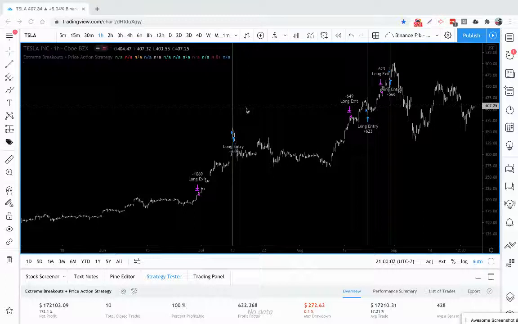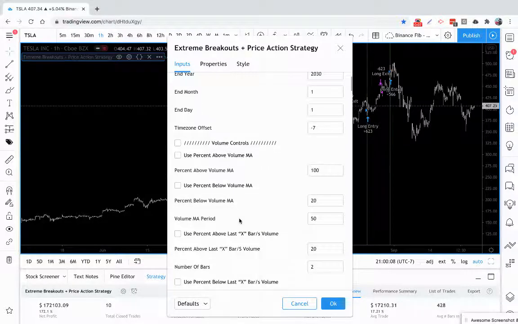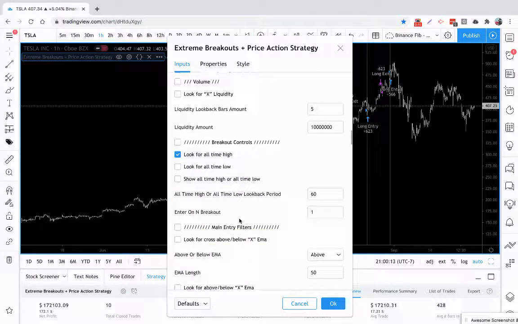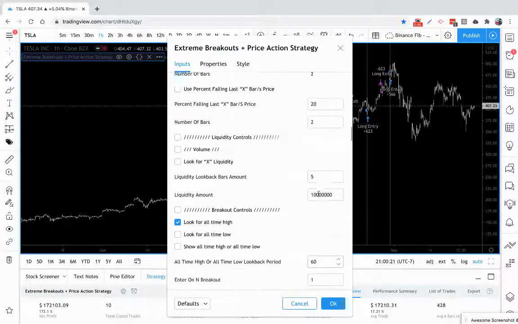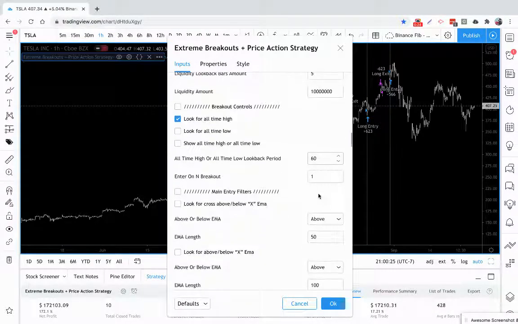In this tutorial video for the extreme breakouts and price action strategy, we're going to show you how to use the volume controls to filter out breakouts. So say, for example, what we're using in this example is we're looking for breakouts above the last 60 bars. Now if we want to use some volume to filter those out, we can.